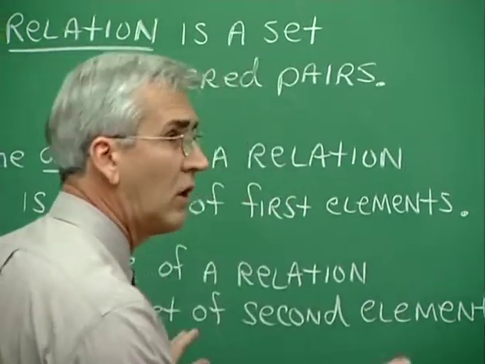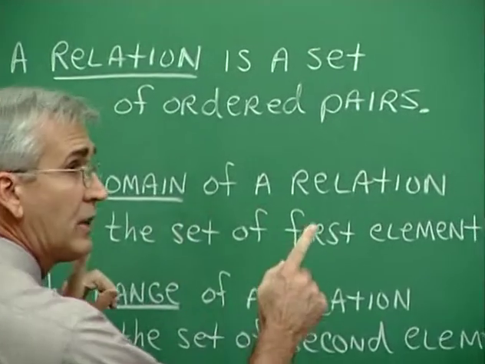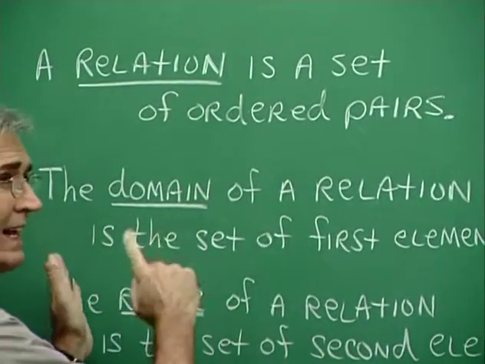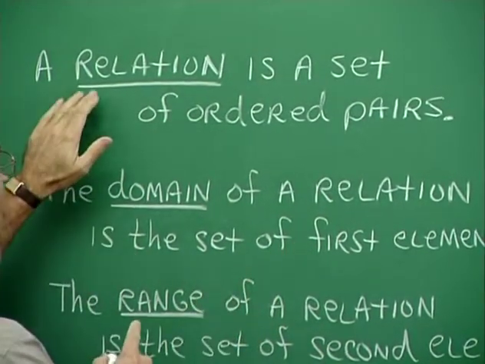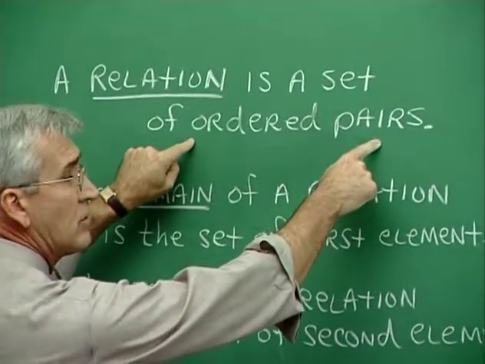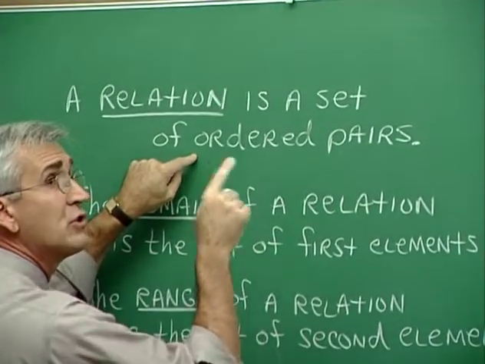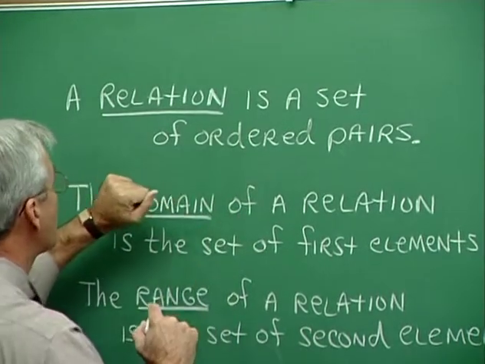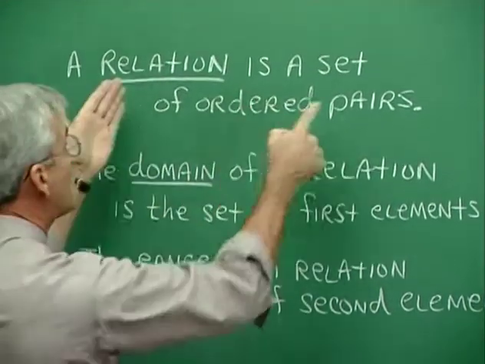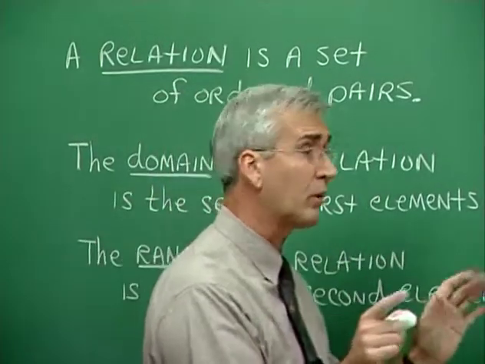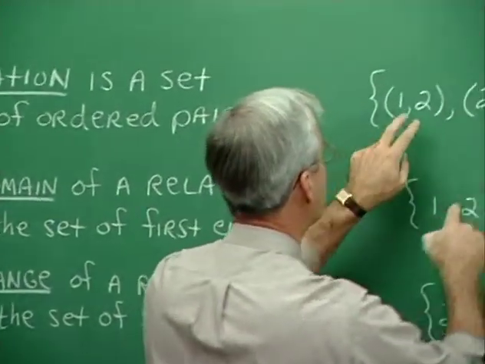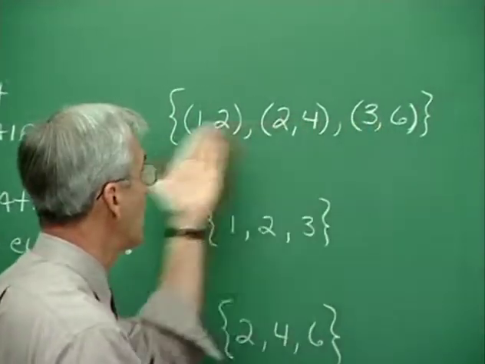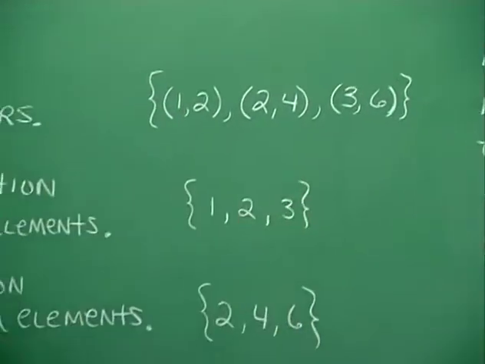All right, first of all, let's define the notion of relation, and we can think of it as relationship. A relation is just a set of ordered pairs, and there may be a relationship between the items in the ordered pairs. All right, so if a relation is a set of ordered pairs, then a very simple relation would be the set consisting of these three ordered pairs. There's a relation.